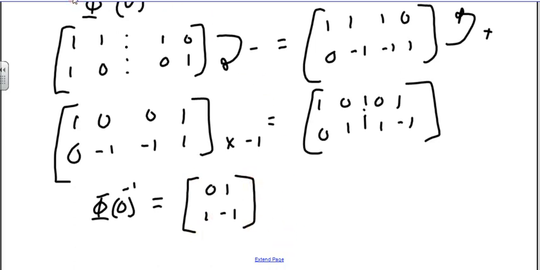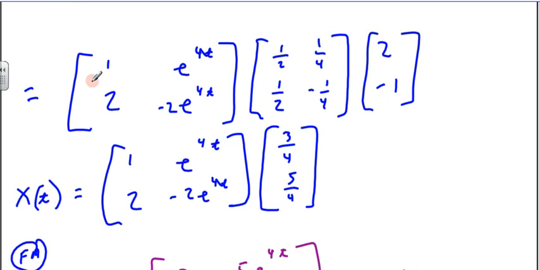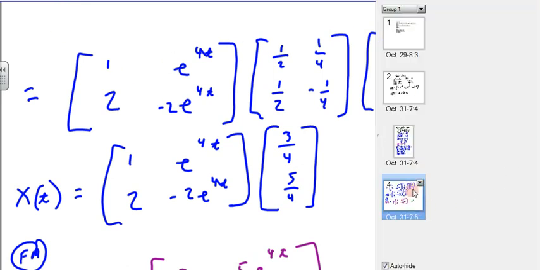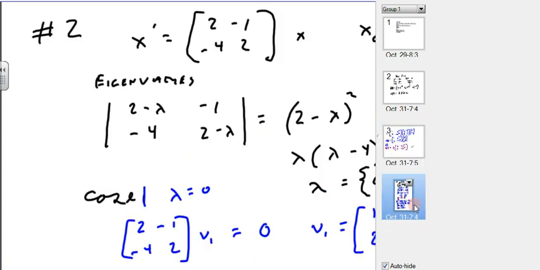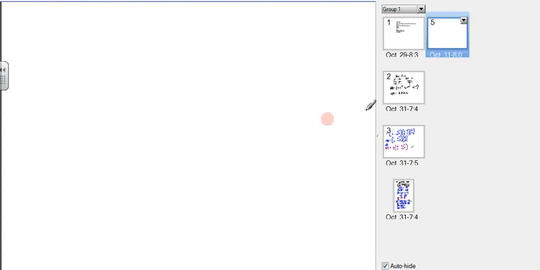Okay, so now we want to, I went the wrong way. I think we put these guys in the wrong spot. Okay, there we go, that's better. All right, now we go to the next guy.